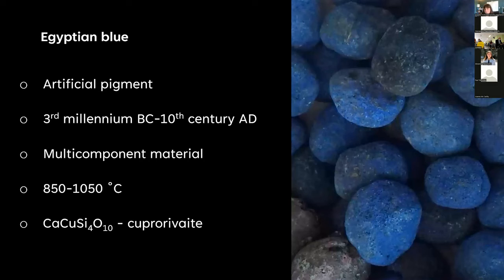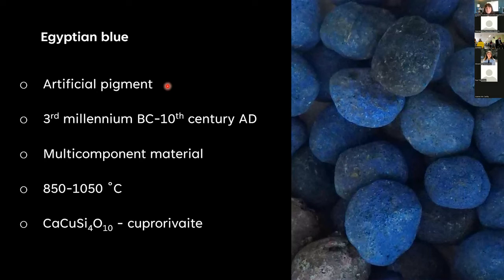So what is Egyptian blue? Egyptian blue is considered to be the first artificially produced pigment, a manufactured pigment. It can't be found in nature. And it was first produced in the 3rd millennium BC, and it was used continuously for about 4 millennia.